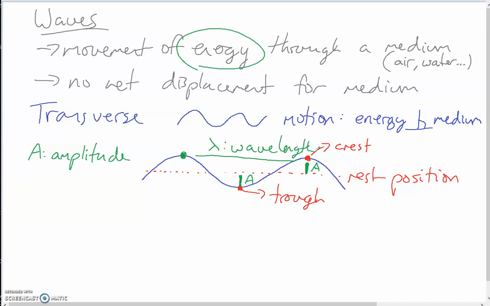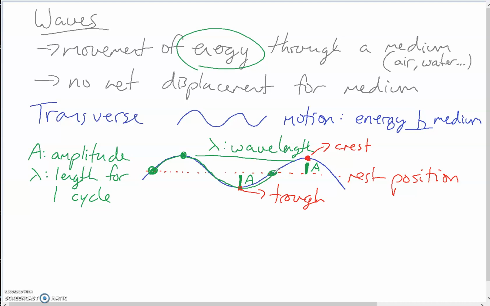So you've got the amplitude, which is the A, and you've got the lambda, and that's the length for one complete cycle, or the wavelength. It could be from crest to crest, from trough to trough, or from the rest position all the way through to here. That would also be one wavelength. There are lots of different ways that you can label a wavelength. Okay, but that's your basic transverse wave.